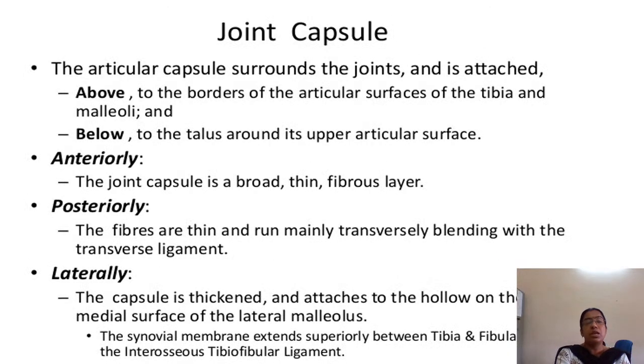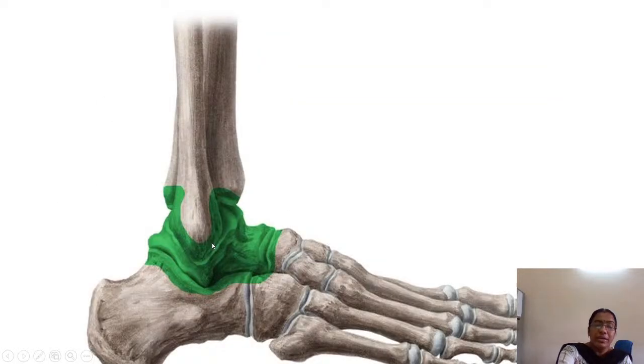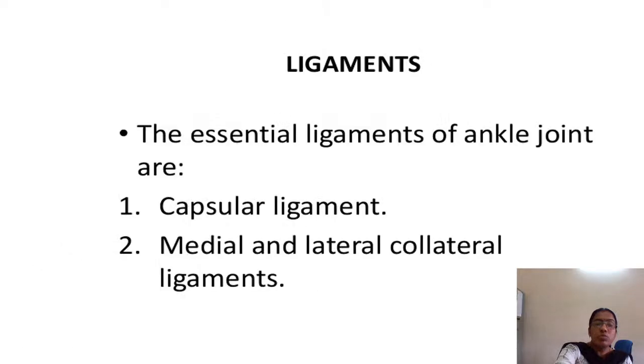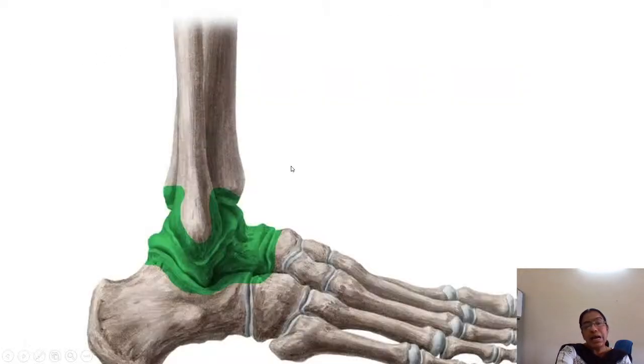First is the capsular ligament. The articular capsule, this capsular ligament, surrounds the joint, covering the whole of the joint proximally and distally. When you see the attachments, you have to see the attachments of the joint capsule above and below, anteriorly, posteriorly and laterally. Above, the capsule is attached to the borders of the articular surfaces of the tibia and the malleoli.